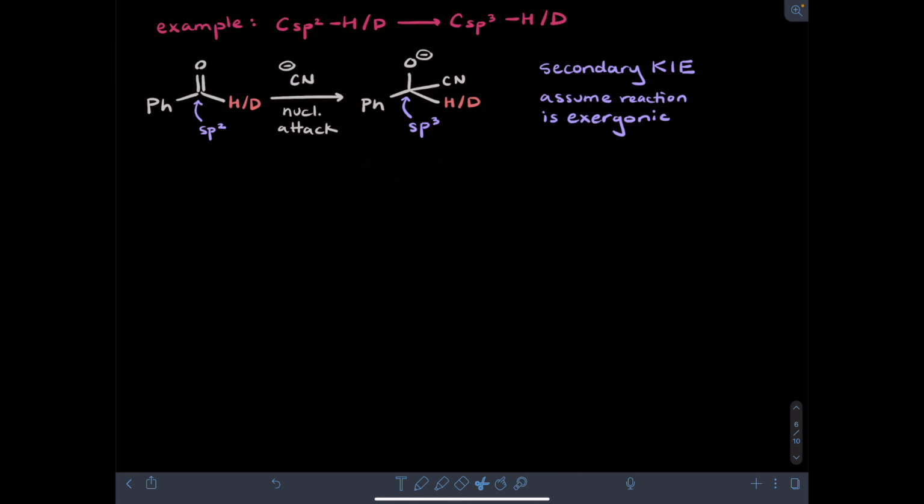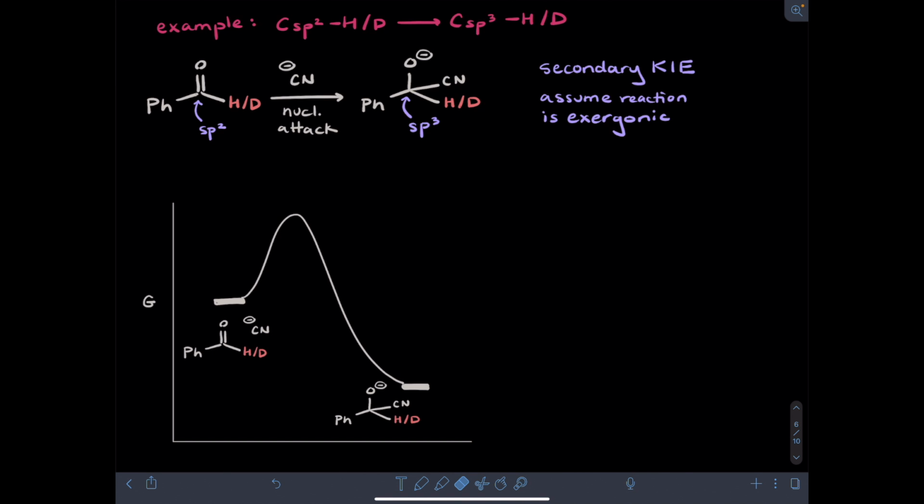And similar to the last reaction, I'm going to assume that this reaction is exergonic because this reaction does occur, and that's going to give me a starting point for my reaction coordinate diagram. I would have a single transition state along my reaction coordinate diagram, and I'm showing that the reaction is exergonic. Now we need to think about those 0-point energies and how narrow or wide the wells are at each of the different positions, based on the hybridization of the carbon that is bound to hydrogen or deuterium.